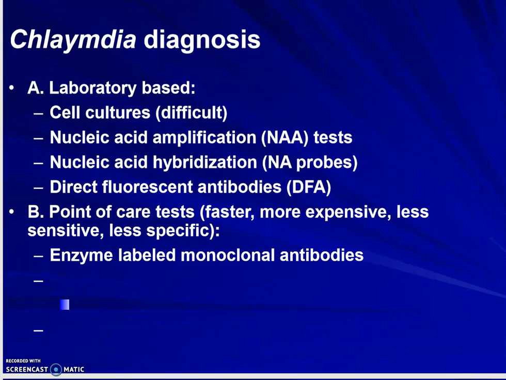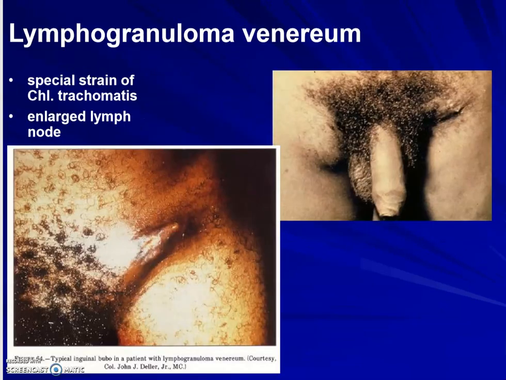The chlamydia diagnosis is usually done with nucleic acid amplification tests. That's the standard procedure. That would be a PCR test. Nucleic acid hybridization, I don't think is done very often. Cell culture is not done. It's very difficult because it's an intracellular parasite. So the method of choice is clearly nucleic acid amplification test, PCR testing, basically. And sometimes you can do monoclonal antibody testing. That's also done frequently.